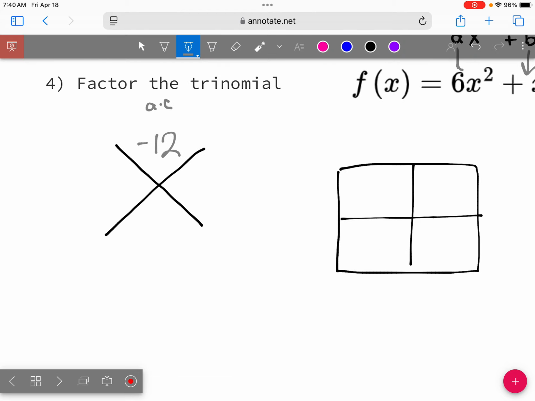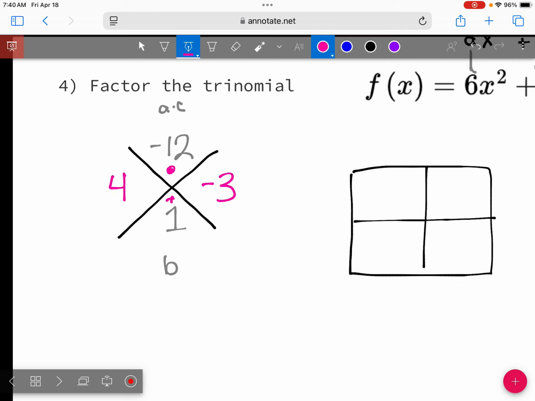Our b is over here in the middle. So what's our b? 1. So we're looking for a pair of numbers that multiplies to make -12 and adds to make 1. 4 and -3. So spotting that pair of numbers is a huge part.